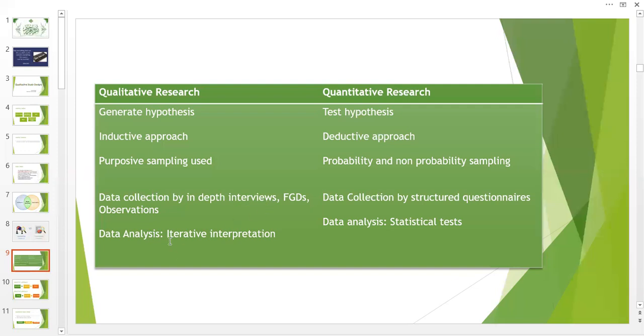Data analysis in qualitative research is an iterative interpretation. It means that when we collect some data, we analyze it and then again collect data. It's a cyclical process. But in quantitative research, we collect all the data and analyze it at the end by using appropriate statistical tests.